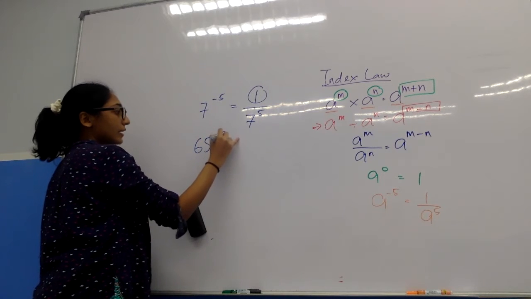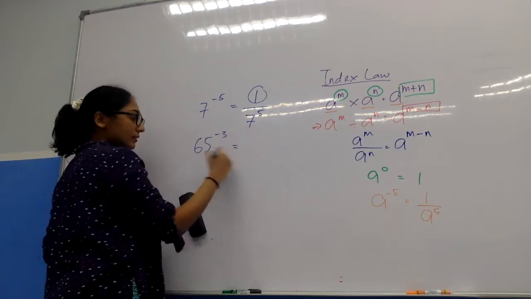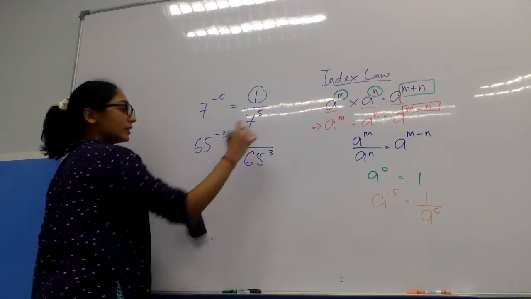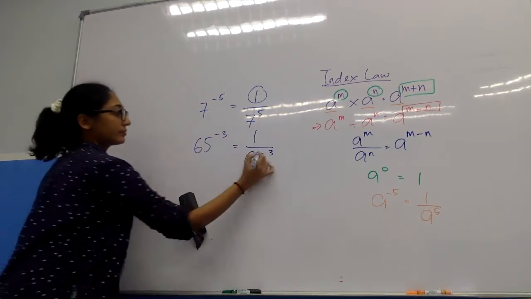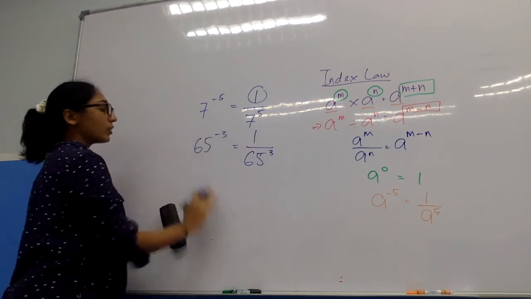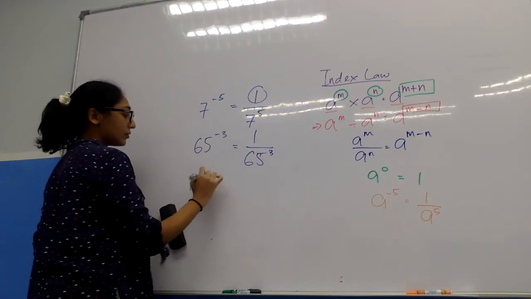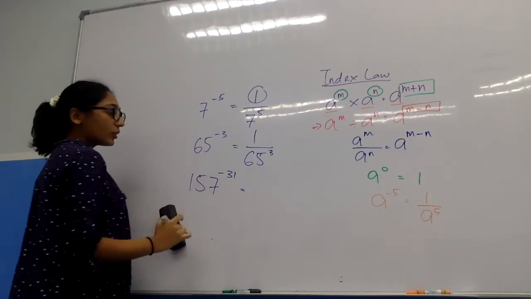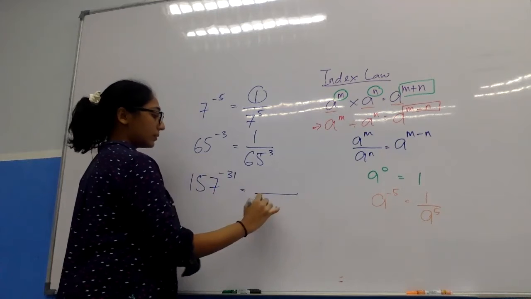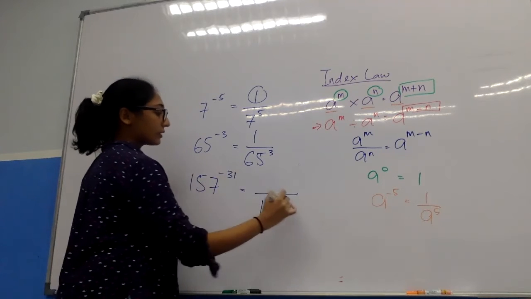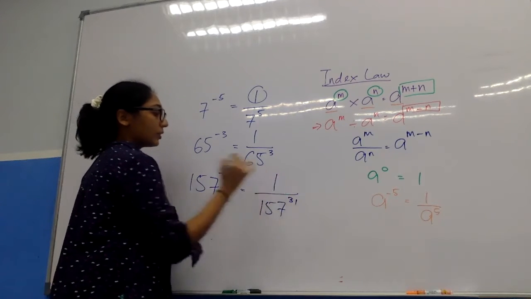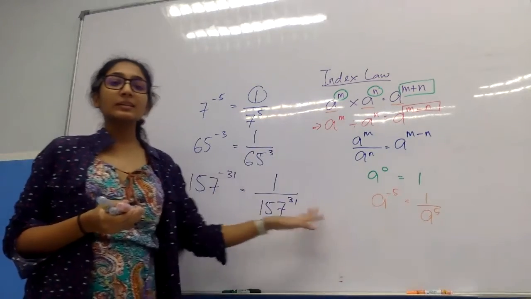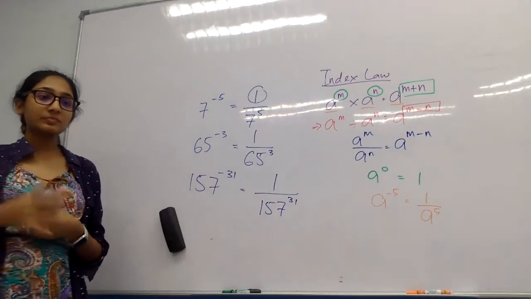So if it's, let's say, 5 to the power of negative 3, I switch it, bring it under a fraction, the negative becomes a positive, and at the top is always 1. Don't simply write 5, no, it's always 1. Let's say 157 to the power of negative 31. I want to change this to a positive. Put it at the bottom, copy exactly, the negative becomes a positive, put a 1 at the top. So these are the 5 main index laws that we're looking at in this chapter.